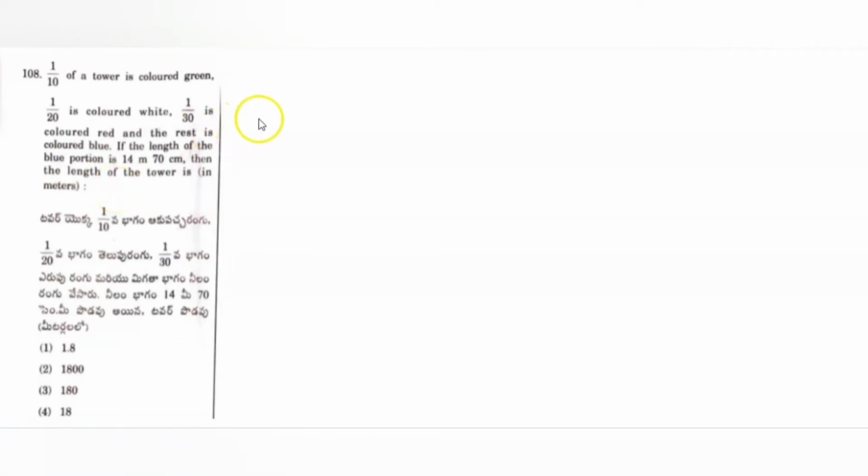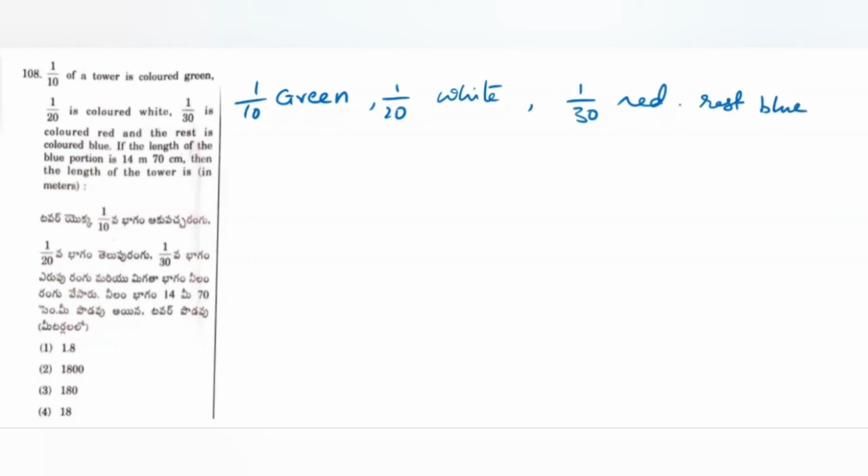Okay. What are the fraction parts given? According to the question, 1 by 10th part is green, 1 by 20th part is colored white, 1 by 30th part is red, and the rest of the portion is blue. So, if you add all this, it should get to the total tower length.